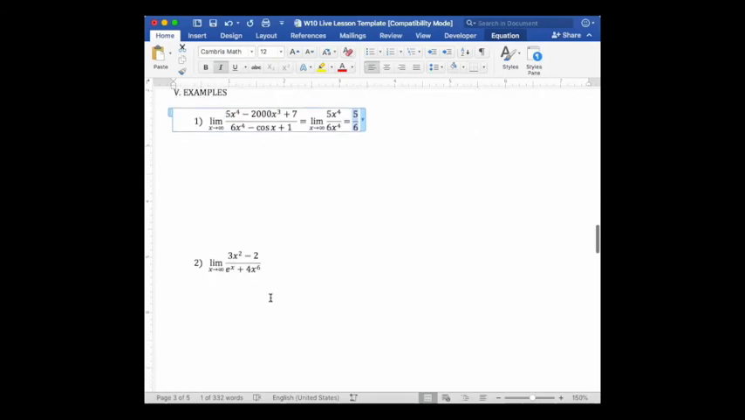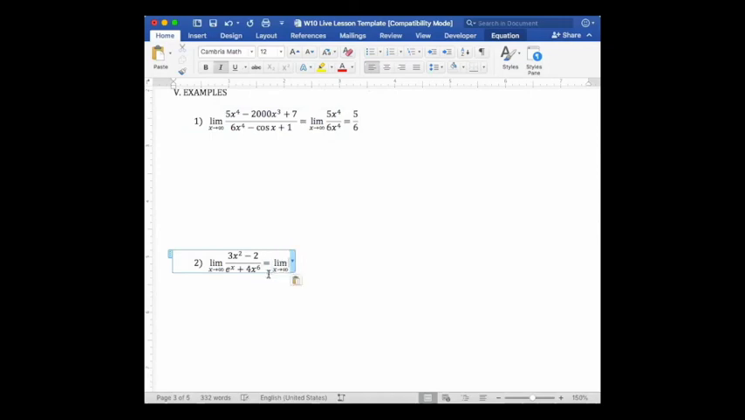Let's go to the second example and let's evaluate this limit. So here we've got the limit as x goes to infinity of 3x squared minus 2 over e to the x plus 4x to the sixth. And once again, all we have to do is just look at the numerator, ask which terms grow the most quickly, and keep only the fastest growing term, and same thing at the bottom, and we sort of go from there.